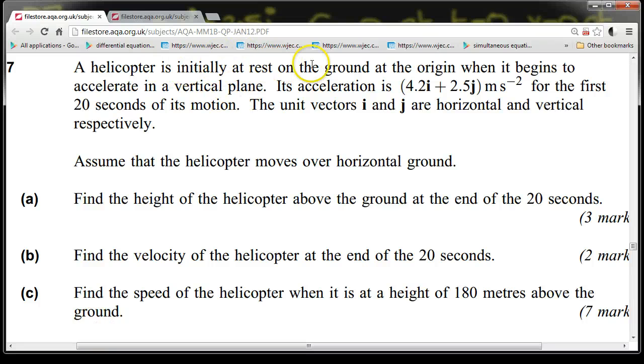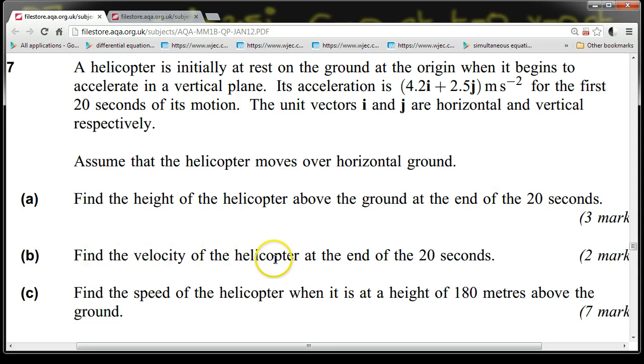A helicopter is initially at rest on the ground at the origin when it begins to accelerate in a vertical plane. Its acceleration is 4.2i + 2.5j meters per second squared for the first 20 seconds of its motion. The unit vectors i and j are horizontal and vertical respectively. Assume that the helicopter moves over horizontal ground. Find the height of the helicopter above the ground at the end of the 20 seconds.